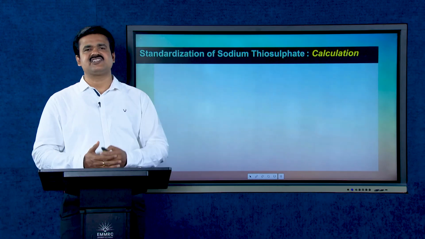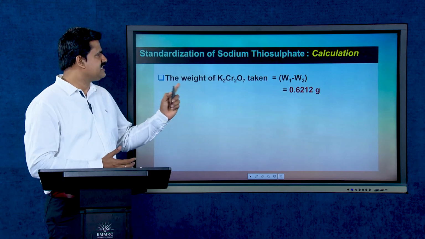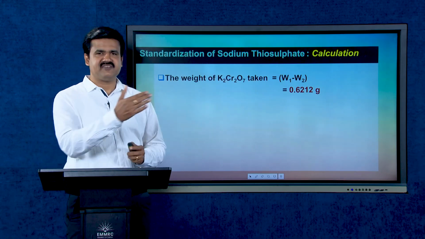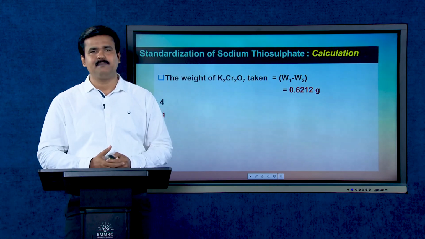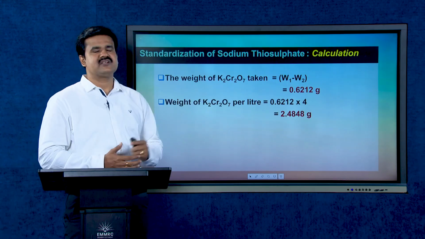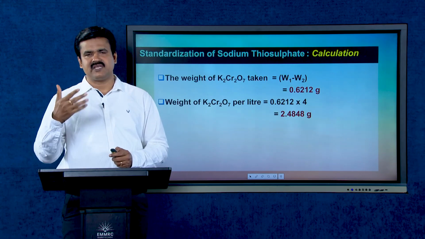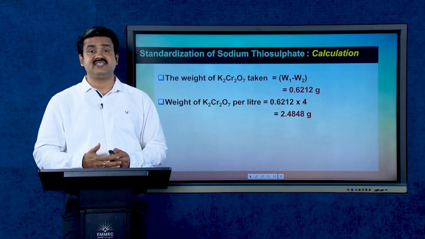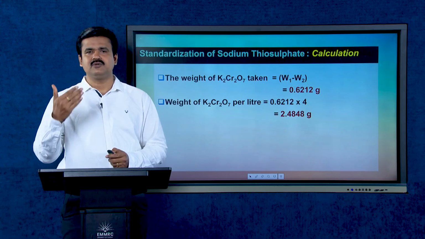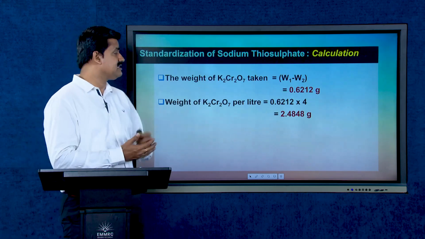The standardization experiment is complete, and now we enter the calculation part. The weight of potassium dichromate taken is the difference in weight, W1 minus W2. In the present experiment, the weight is 0.62 gram. Therefore, the weight of potassium dichromate per liter is 0.62 multiplied by 4. We multiply by 4 because you are preparing a 250 ml solution, and weight per liter is the weight per 1000 ml, so you multiply by 4 to get the weight per liter.